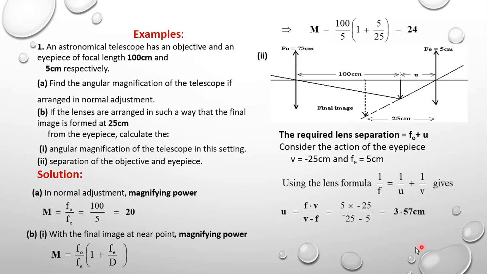3.57 centimeters. Then when I add here, I'll get my separation as 100 plus 3.57 centimeters, which will give me 103.57 centimeters. That is going to be the separation of the objective and eyepiece lens.